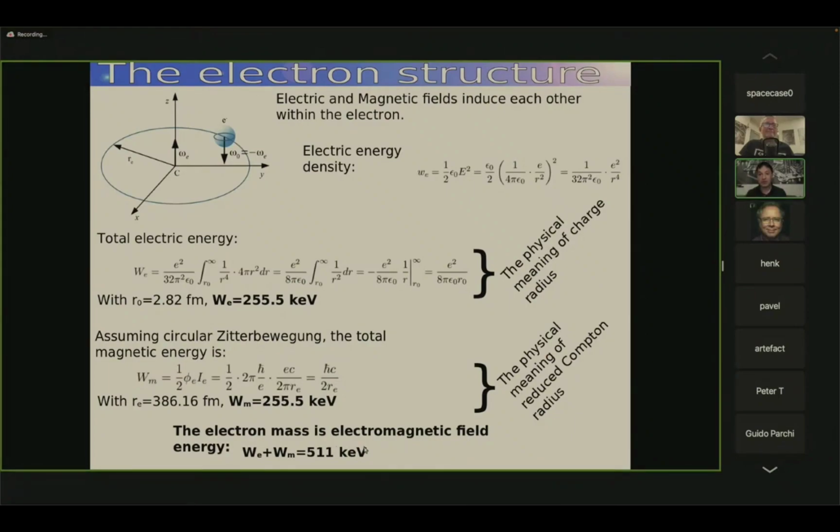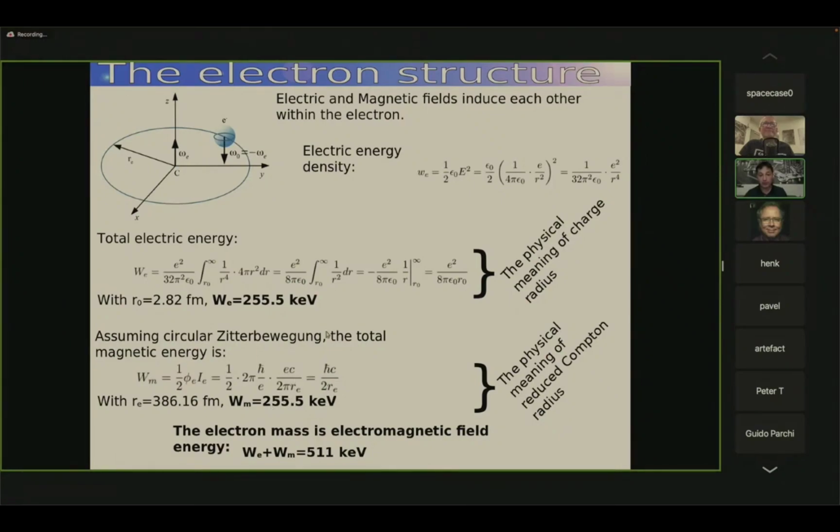So this means that the electron is, in fact, electromagnetic field, where electric and magnetic fields induce each other, and electron mass is just electromagnetic energy. So the electron is trapped light, to put it colloquially, and we are all the children of the light, to put it a bit poetically. All right, so this I think is a very important result.